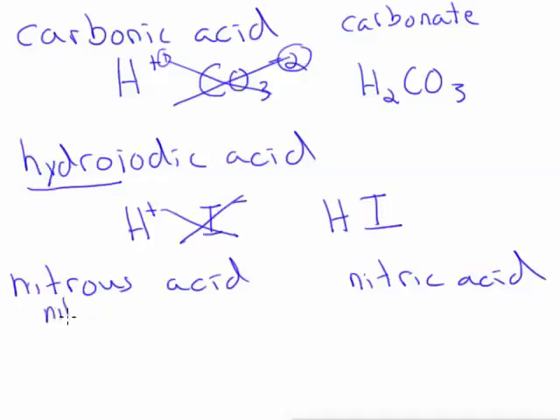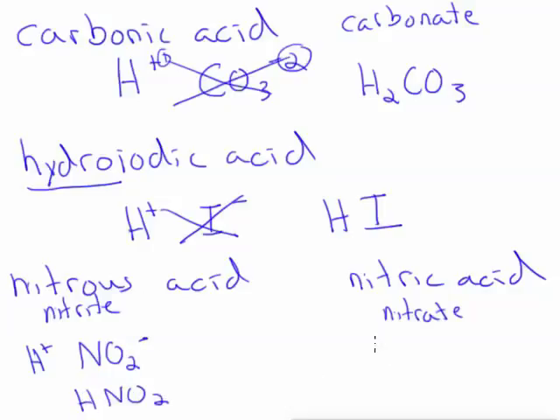So we can drop and swap hydrogen and nitrite and get HNO2. And we can drop and swap hydrogen and nitrate and get HNO3. So be really careful when you're writing these names, because just a difference of 2 or 3 letters can mean a completely different compound.